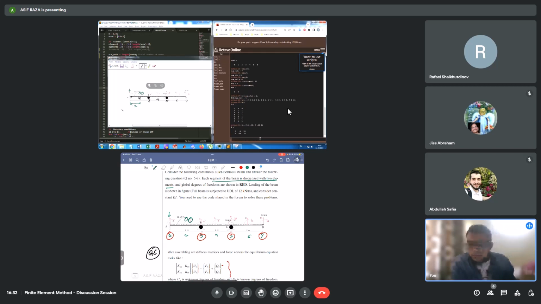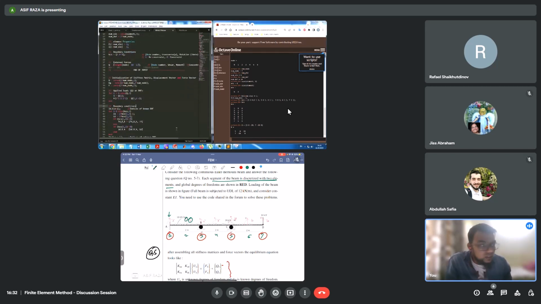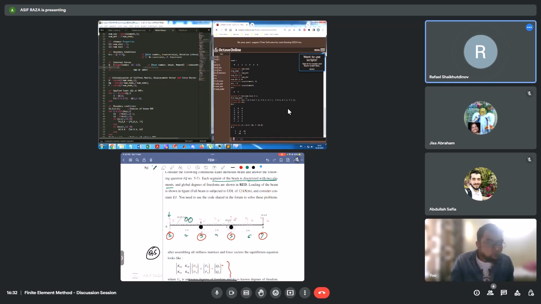Now next part, moving to the next part, where fx is equal to minus 10. In our problem it will be minus 12.